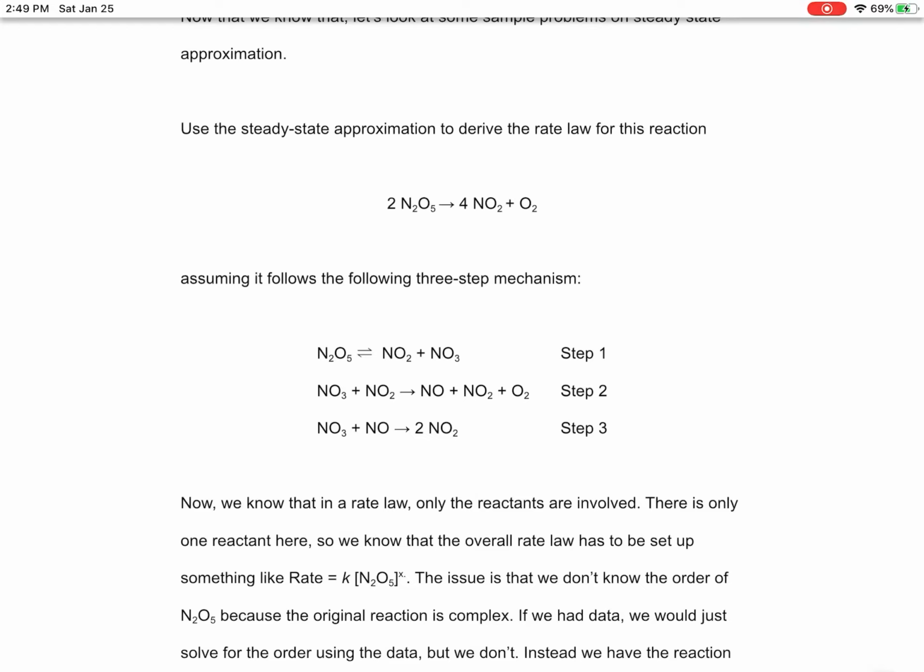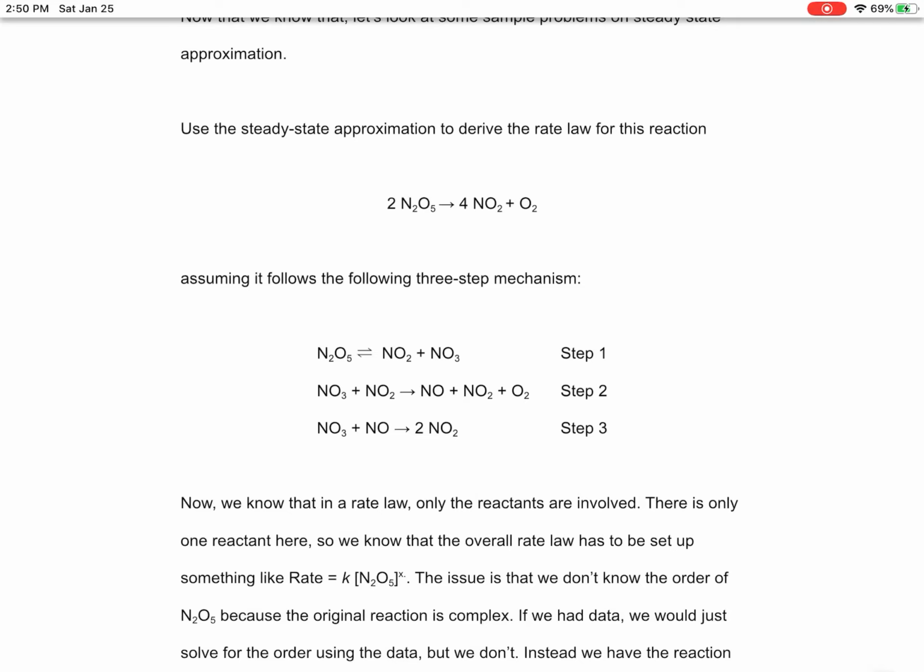And in this part, we're going to look at how we actually use the steady state approximation to solve for the overall rate law of a reaction, if all that we're given is the reaction mechanism. Okay? Now, normally, if we're given a reaction mechanism and everything's irreversible and the first step is rate limiting, we can literally just find the rate law of the slowest step and we can call it a day.